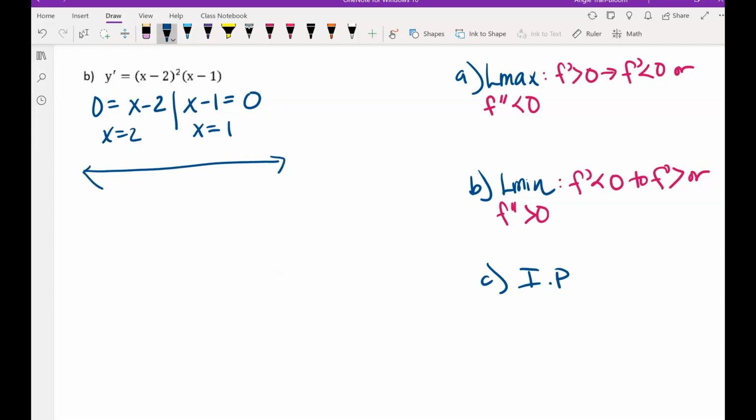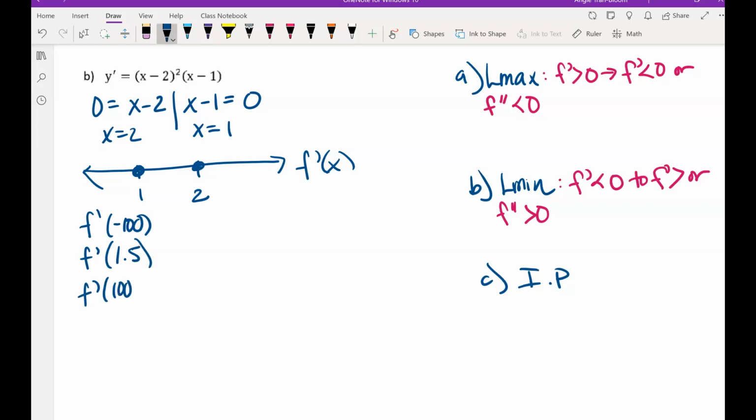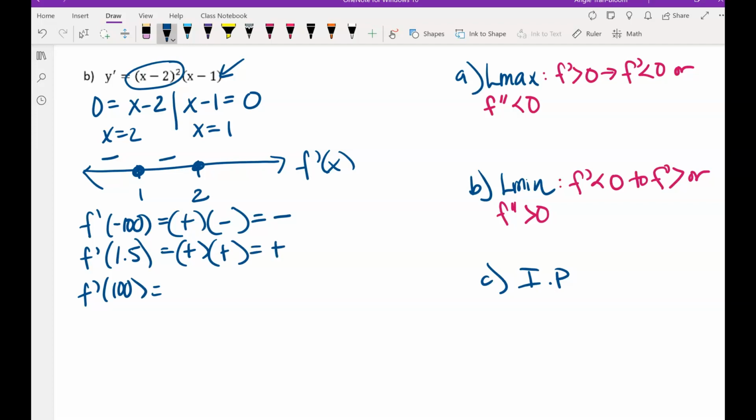Let's make a number line. You don't have to do the number line; I do it for organization. We know that 1 and 2 are when the first derivative equals 0. So we just have to find left end behavior, in the middle somewhere, which is like 1.5, and then right end behavior, okay? So when we plug in negative 100, negative 1,000, negative 1 million, and we square it, this is going to give us positive, and we plug that in there, that's negative, so this is negative. 1.5 minus 2 squared, that's going to be positive. 1.5 minus 1 is positive, so in the middle is positive.